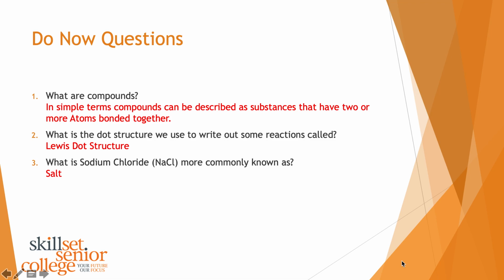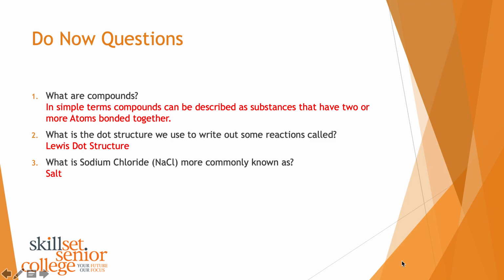What is the dot structure we use to write out some reactions called? Well, that was the Lewis dot structure. We saw that in the last lesson. That allows us to draw chemical reactions without having to draw every single electron. So the Lewis dot structure is essentially the chemical symbol with dots representing how many valence electrons that element has.